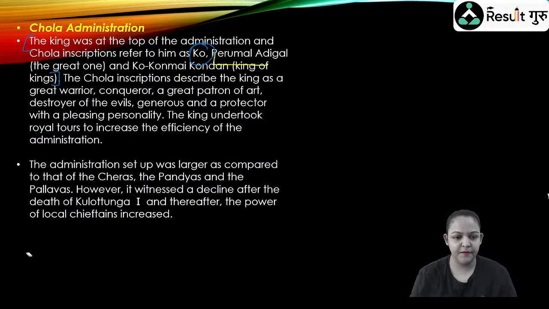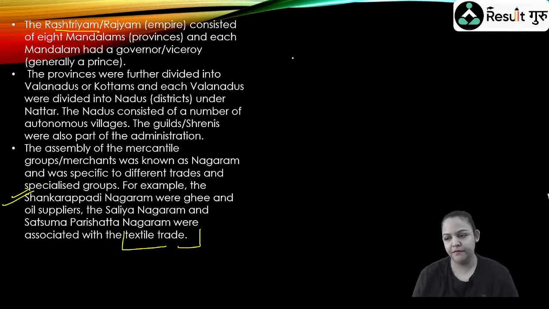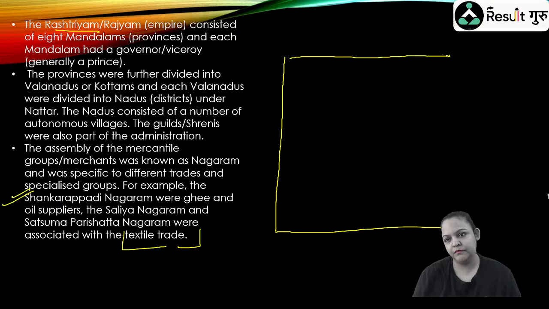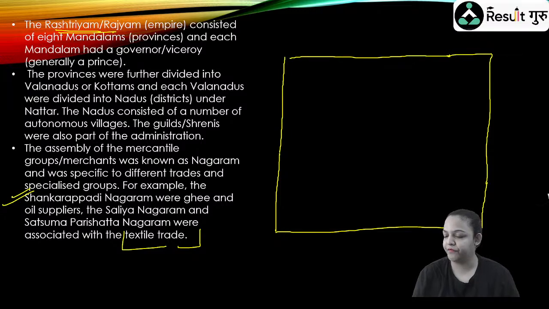I'm sorry, I clicked on the wrong thing. Okay, let's just draw a huge box. Fine. Okay, consider this huge box is what? This huge box is your Rajyam or your Rashtriyam. Fine. Now I'm going to divide it into 8 mandalams. Fine.